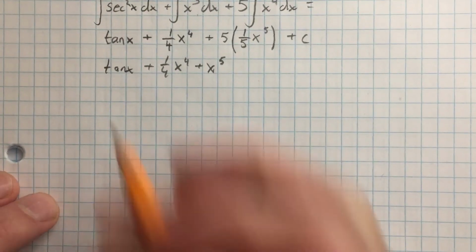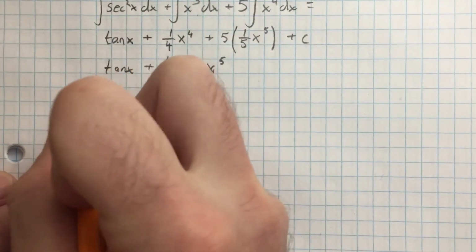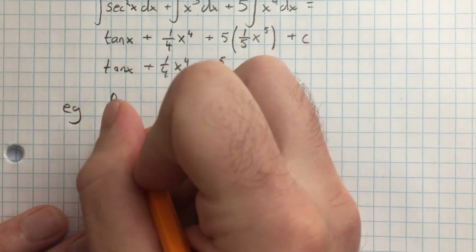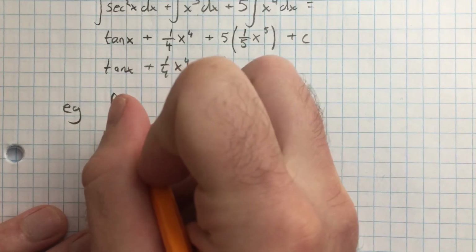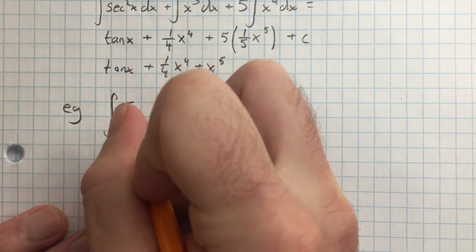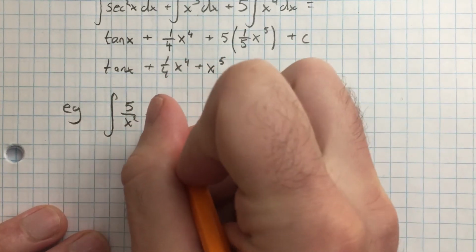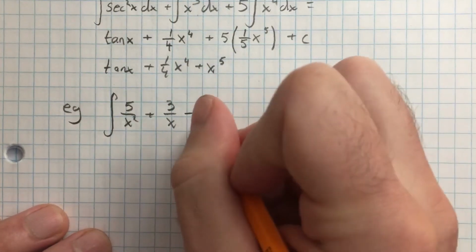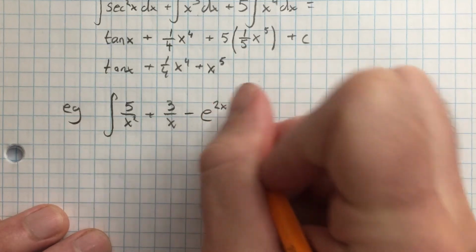Let's take another example. Let's say you have the antiderivative of, let's see, we'll say 5 on x squared plus 3 on x minus e to the 2x.